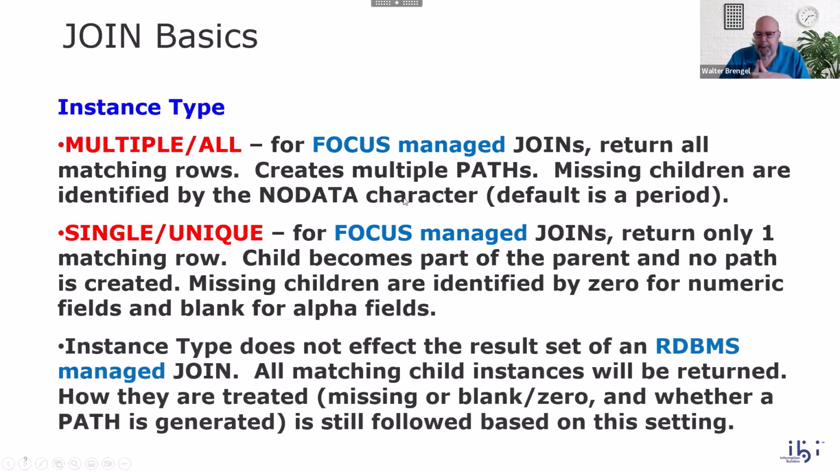The instance type does not affect the result set of a relationally managed join. You will get back all matching children regardless. So that's something to differentiate between focus managed and relational managed.